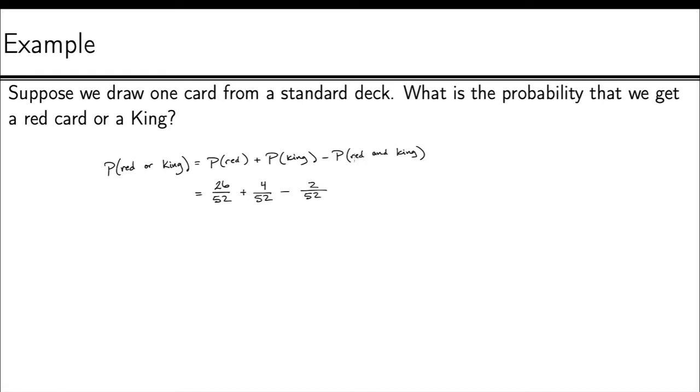I didn't have to go through and just use the definition. I could have used the rule for independent events. Okay, now I can go ahead and combine all of these. So I've got 26 plus 4 is 30, minus 2, which is 28. 28 out of 52. And I can go ahead and simplify this. This is 7 out of 13.